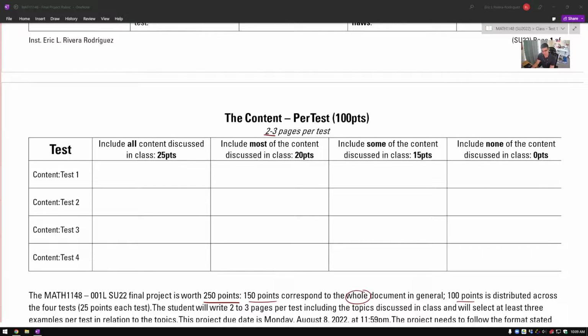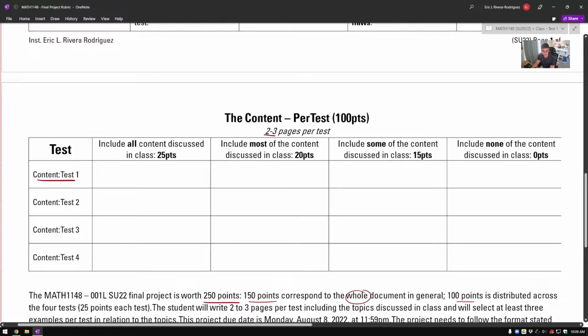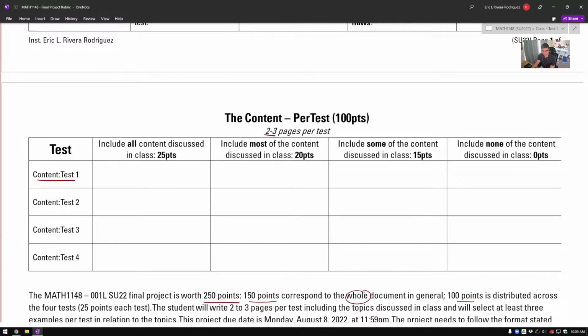Okay, so in terms of the content, for test number 1, you saw that we discussed very precise topics, very specific topics, not all the topics that are included in the draft. Those are the topics that I want to see in the content of test number 1. If you include all those topics that we discussed, then you will get the 25 points. What are those topics that we have discussed?